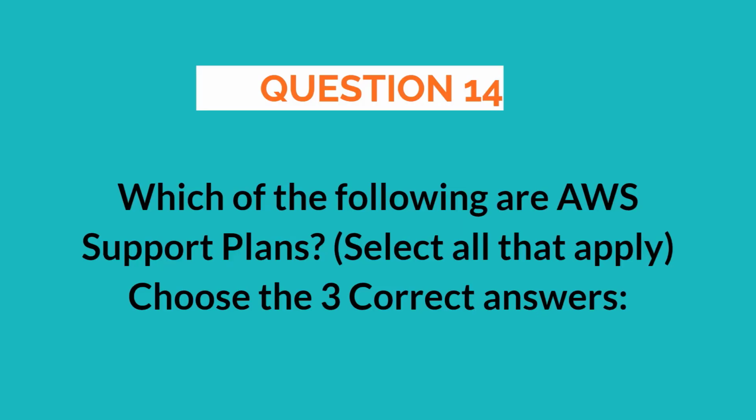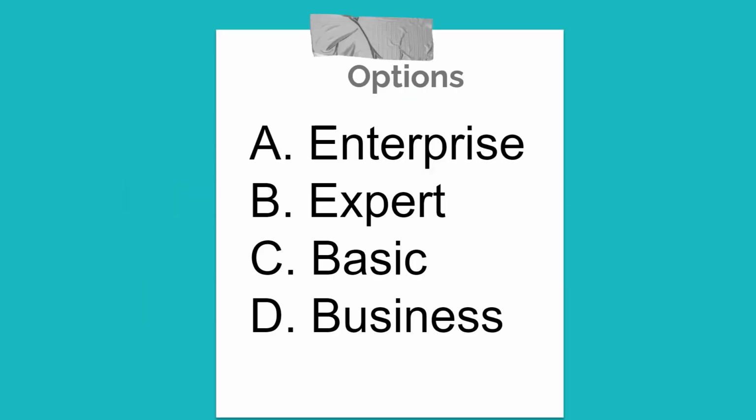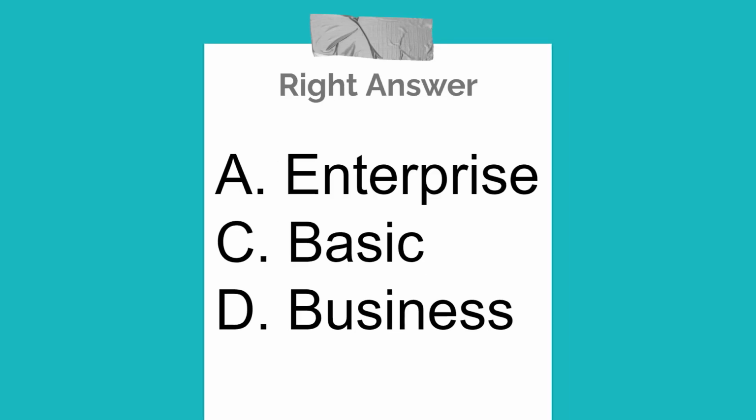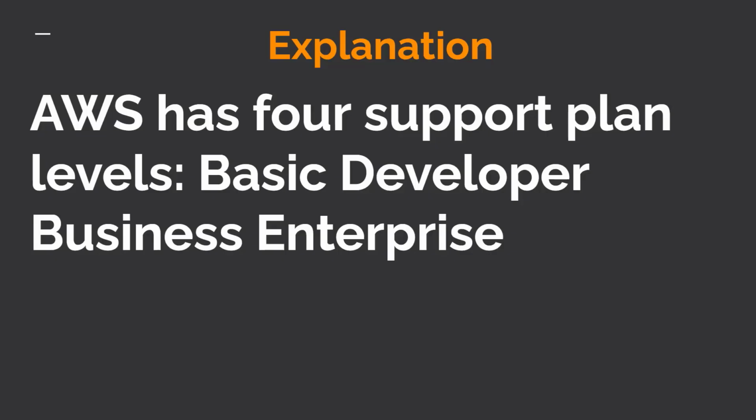Question 14. Which of the following are AWS support plans? Select all that apply. Choose the 3 correct answers. Option A. Enterprise, B. Expert, C. Basic, D. Business. Right answer is A. Enterprise, C. Basic, D. Business. Explanation. AWS has 4 support plan levels: Basic, Developer, Business, Enterprise.